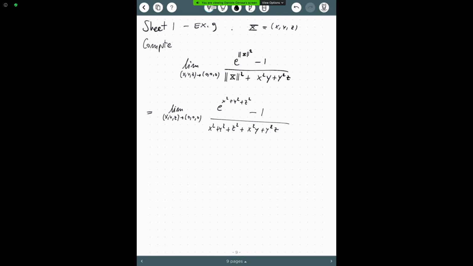So I think that a good idea here might be to use, let me just check one thing.